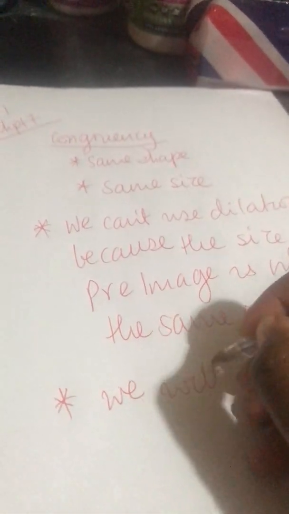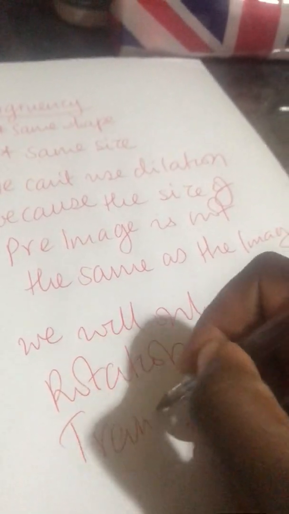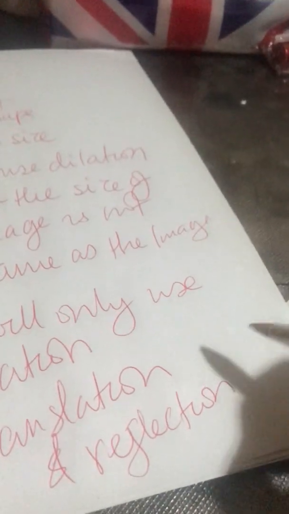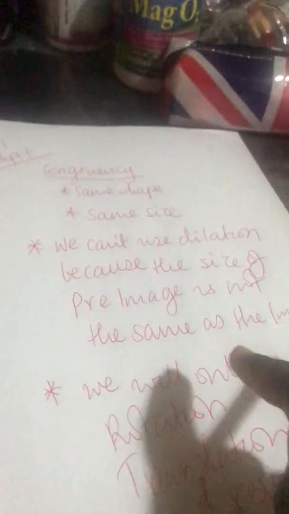We will only use rotation, translation, and reflection. Okay? These are the only transformations we will use in this lesson. So now let's look here. I want the yellow triangle to come to the blue triangle.